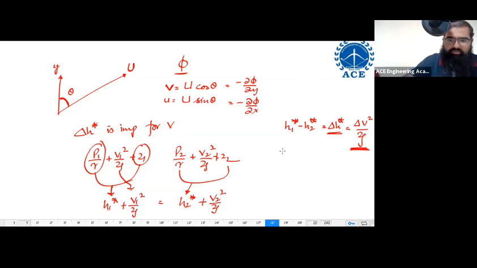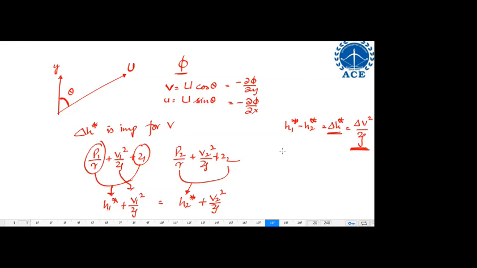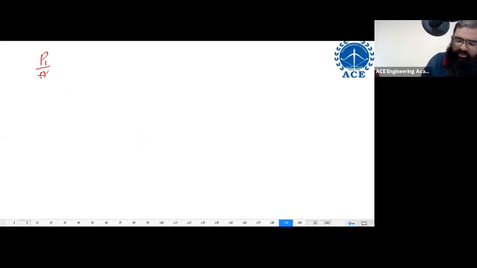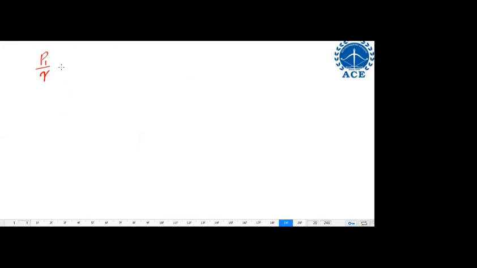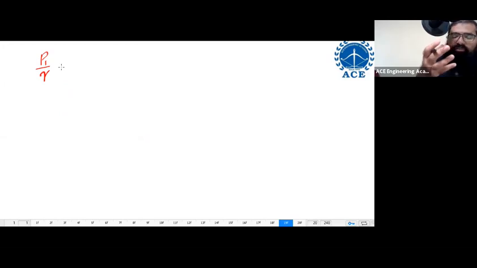Good morning, sir. Tell me. Sir, my doubt is how we will get this P1 by gamma, that pressure head? Your question is a highly vast question. Can you be specific? Sir, I didn't get how the pressure head will become P1 by gamma. That's all. Acha, why is pressure head represented as P by gamma? Is that the question? Yes, sir.